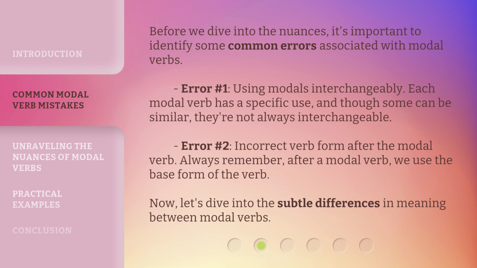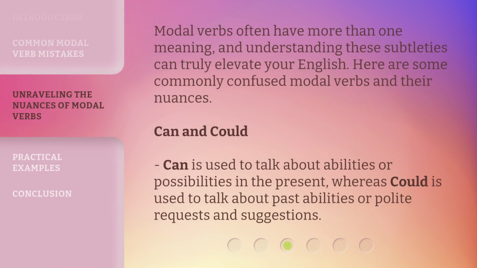Now, let's dive into the subtle differences in meaning between modal verbs. Modal verbs often have more than one meaning, and understanding these subtleties can truly elevate your English. Here are some commonly confused modal verbs and their nuances. Can and could. Can is used to talk about abilities or possibilities in the present, whereas could is used to talk about past abilities or polite requests and suggestions.